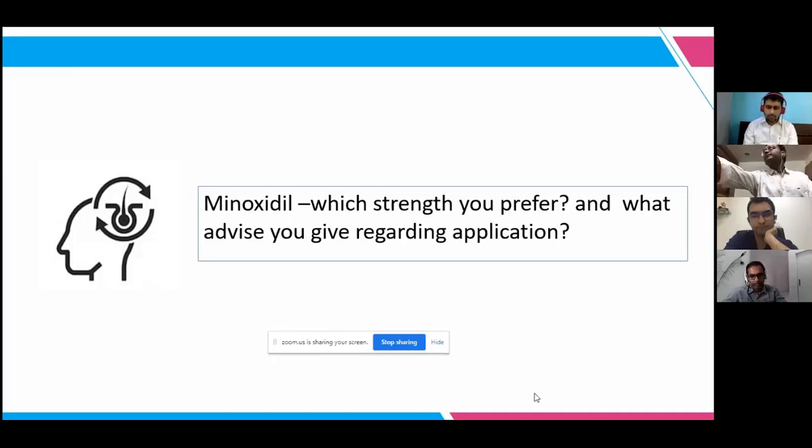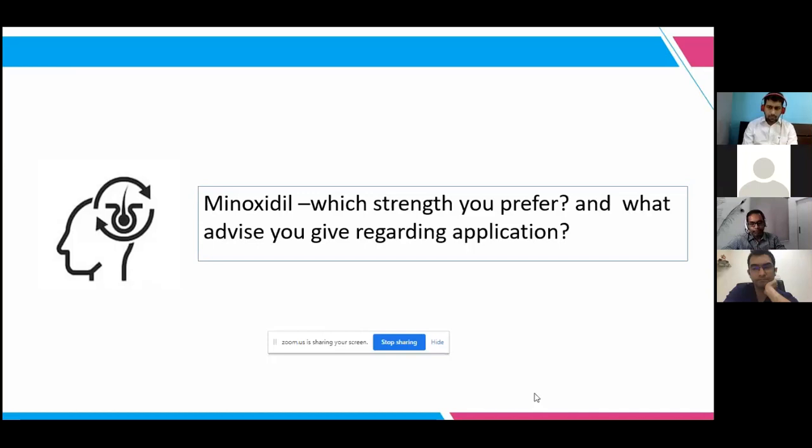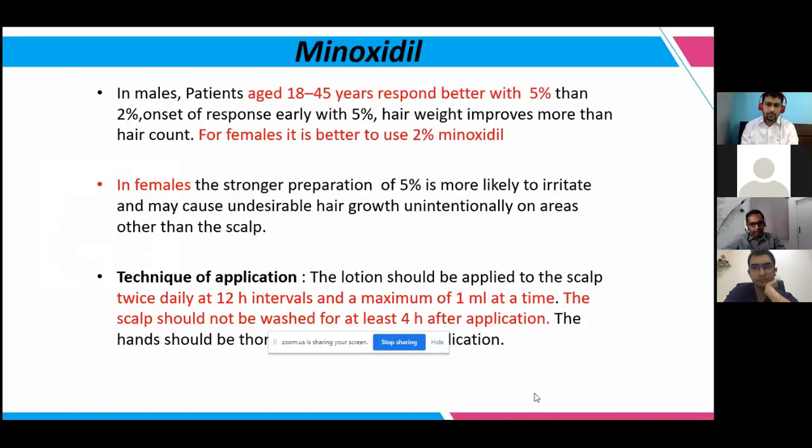But if they find any difficulty applying in the morning while going to work, then I ask them to use it at least once a day, applied and left overnight. If they apply at night or in the morning and want to wash it off, at least 4 to 5 hours of contact is required on the scalp. So this is my recommendation. At least 4 to 5 hours should be there.